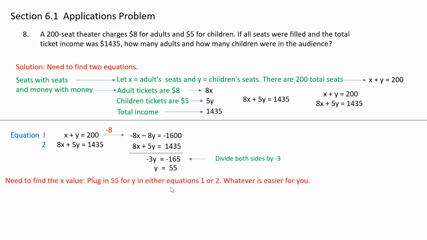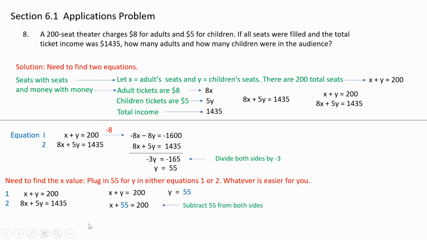Now again, I have to go back and plug in 55 for y in either equation, and solve for x. So it's easier to go in equation 1, because the coefficient of x and y is 1. Right, so I'm going to plug in y equals 55. Then we're going to get x equals 145, because we subtract 55 from both sides. So that means that x equals 145 and y equals 55.